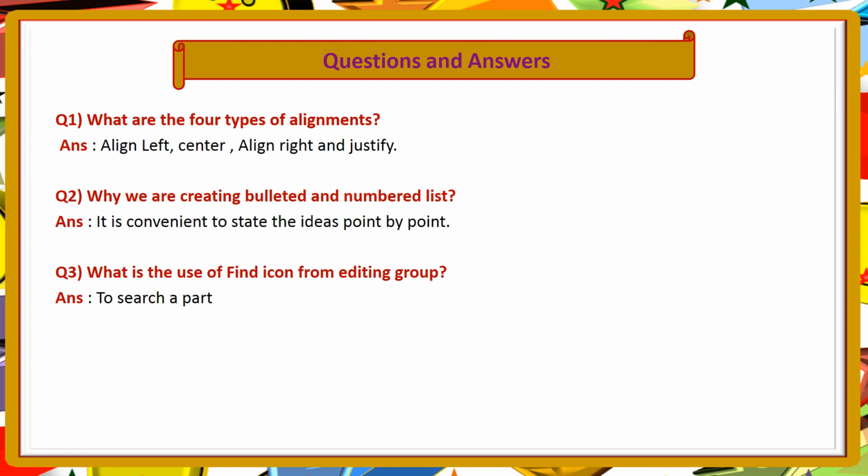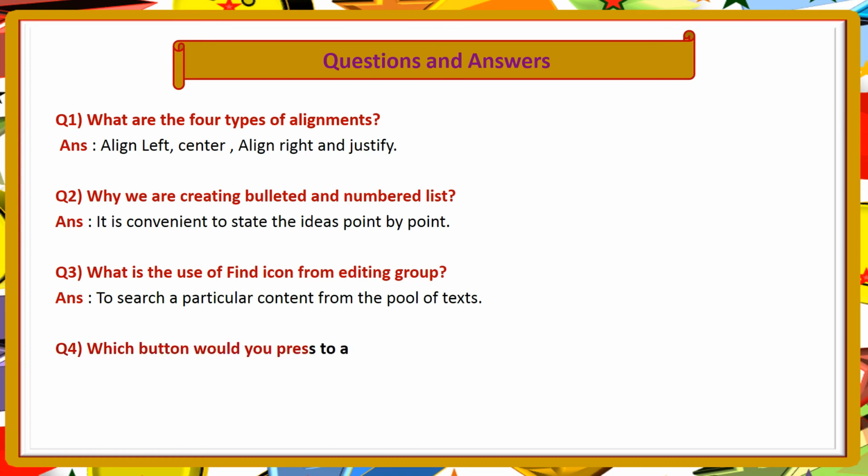Question number 3. What is the use of the find icon from the editing group? Answer: to search a particular content from the pool of text. Question number 4. Which button would you press to align the text on both left and right margins? Answer: justify.